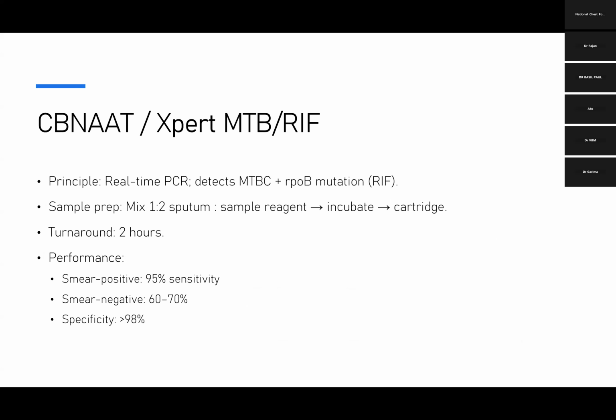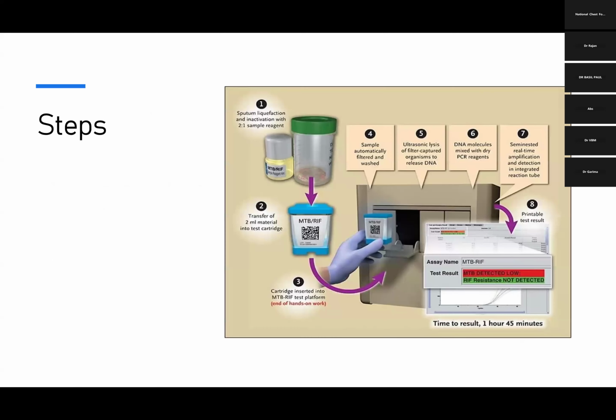So how do you prepare the sample? You mix sputum 1:2 with sample reagent, then you incubate, and then you put it in the cartridge and put it inside the CBNAAT machine. Generally, the turnaround time is 2 hours. For smear positive, the sensitivity is 95%, smear negative is 60 to 70%, and specificity is more than 98% for both smear positive and negative.